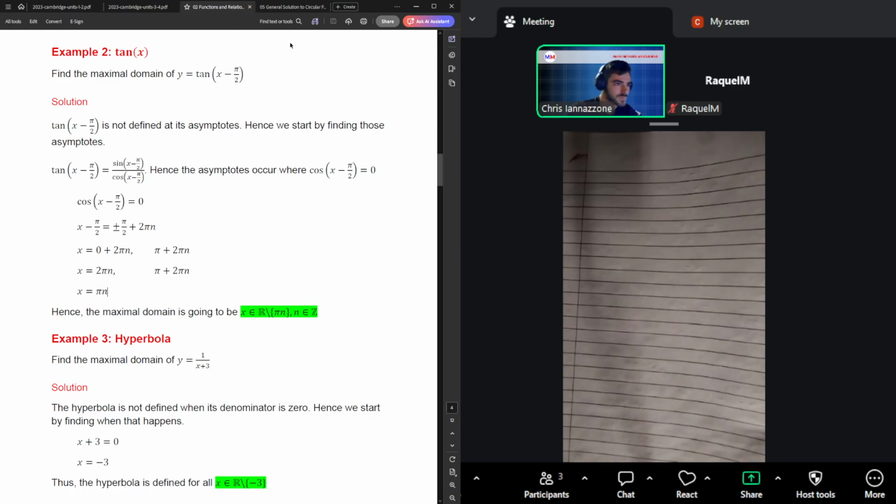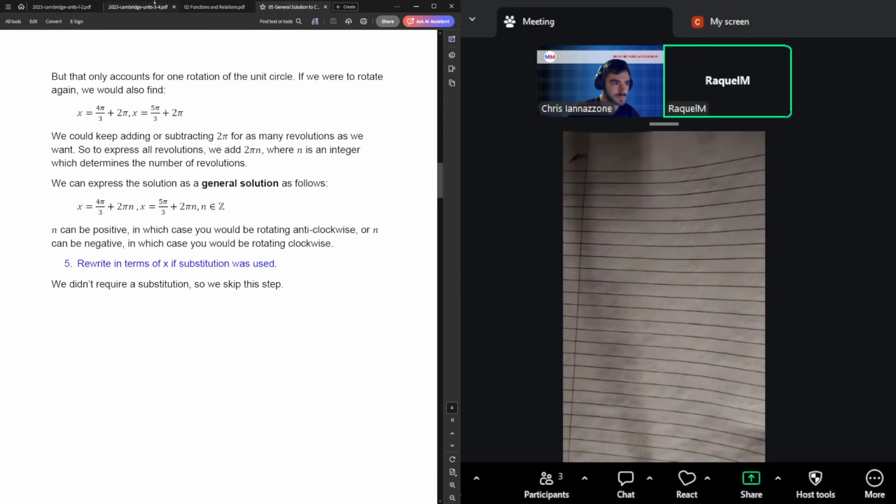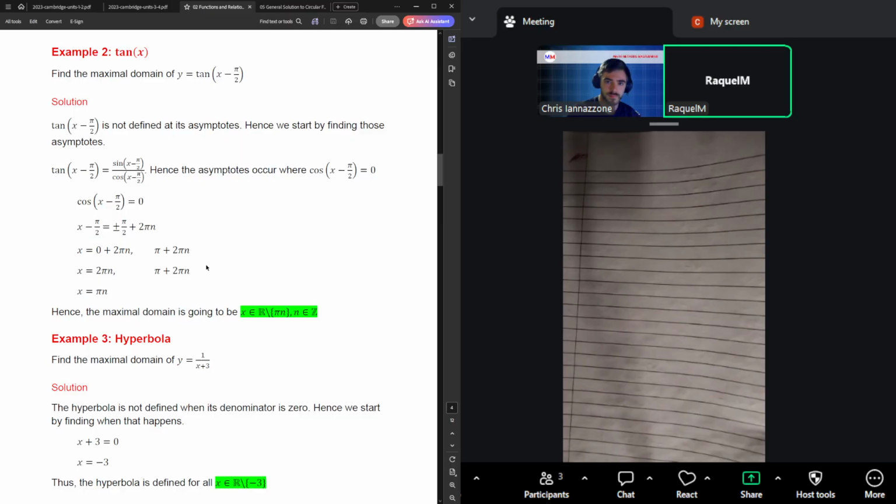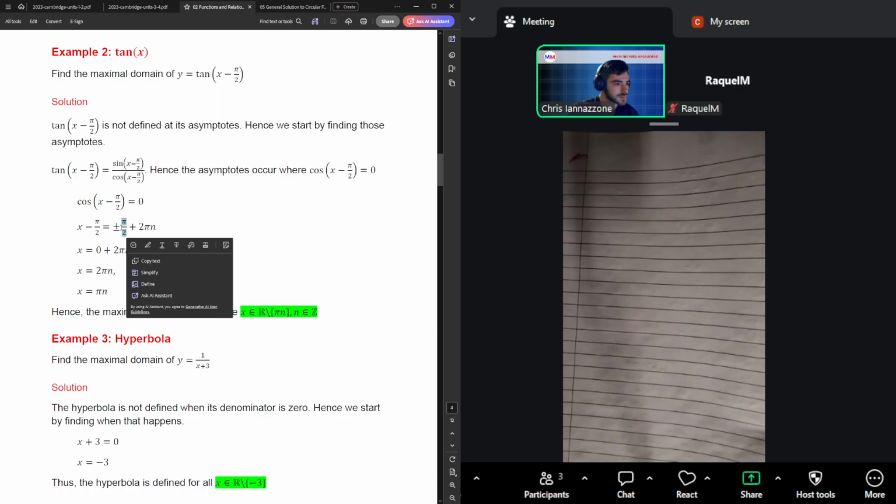How would you get the negative pi on 2? Or the positive pi on 2 on the right-hand side? Like, how do you get to this? Yeah, because it's not like rearranging the equation.